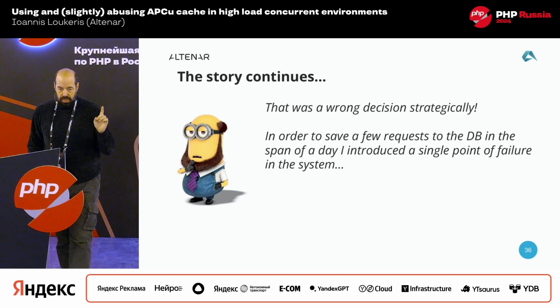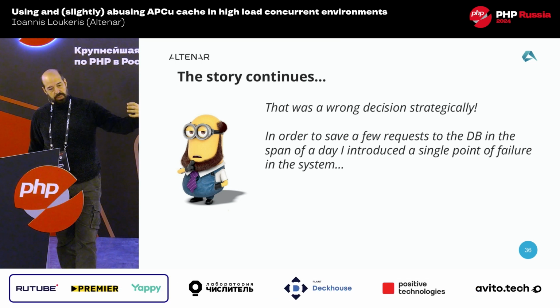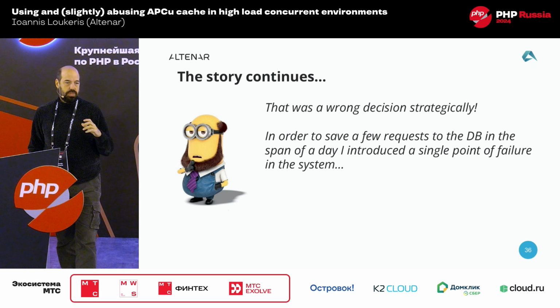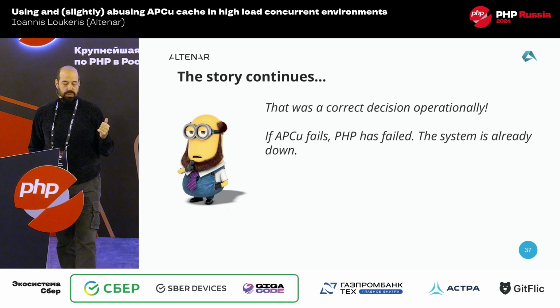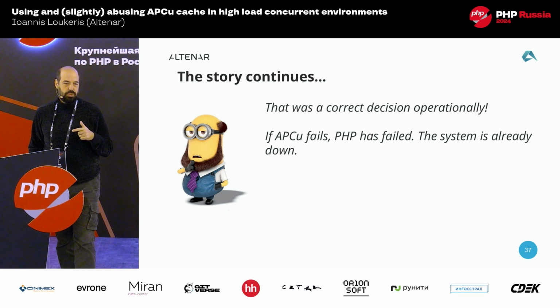So, that was a completely stupid decision strategically, because in order to save a few requests to the database in the span of a day, I introduced a single point of failure. Cache dies because I'm using it as a store, now the system dies. Thank God, and that's why I'm still here. Operationally, it was a good decision because if APCu fails, PHP has failed also. It's the same thing. The system is already dead, nobody will blame me. Good.